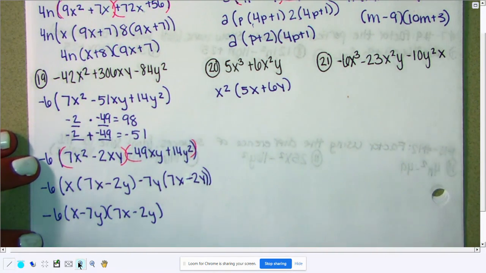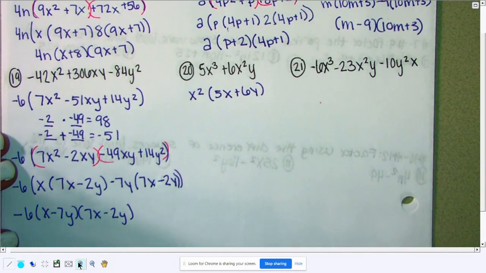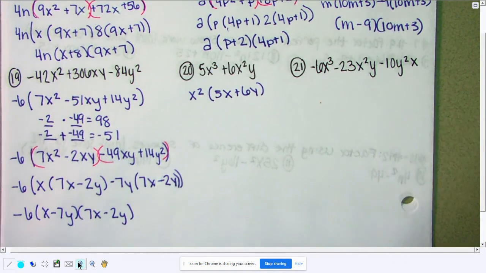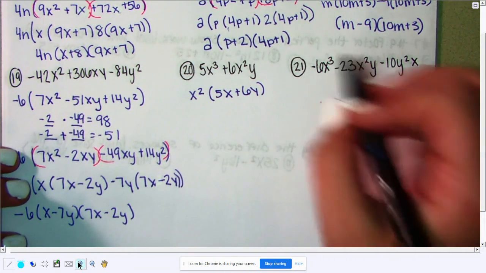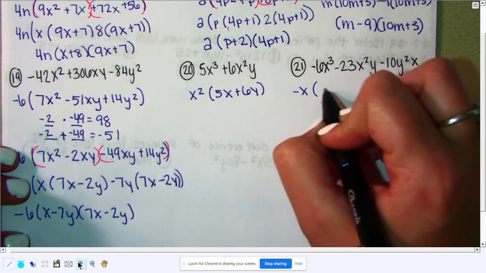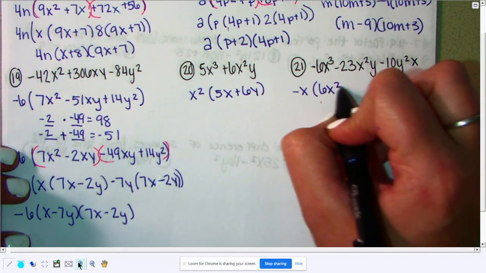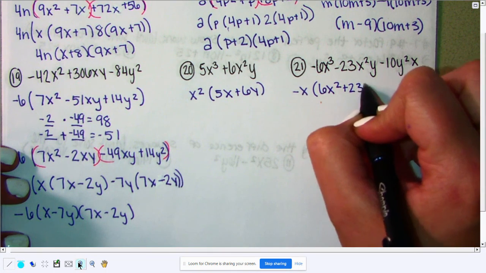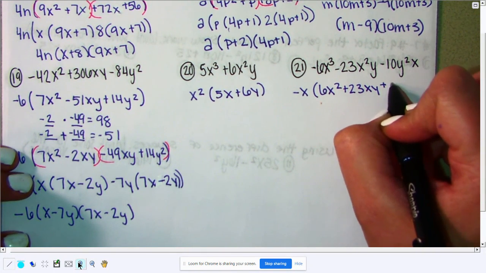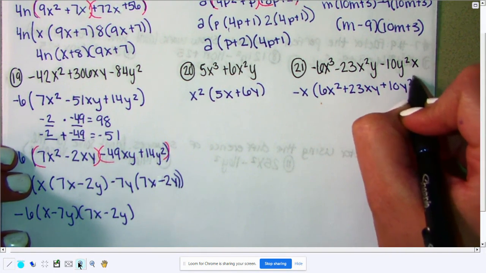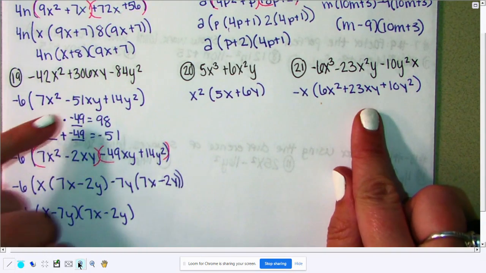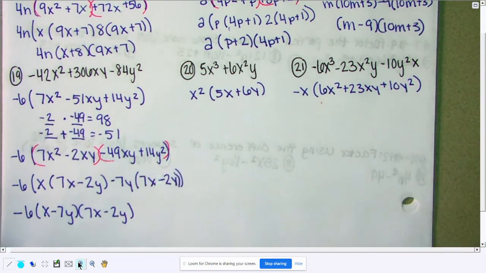Okay, for the very last one. I have a negative 6x cubed, negative 23x squared y. I also have a 10y squared x. I should see, hopefully, x's in all of these. And remember, our goal is to have a positive. So I'm going to pull out a negative x here. That would leave me with 6x squared plus 23xy plus 10y squared. And this problem is exactly like number 19, exactly the same.